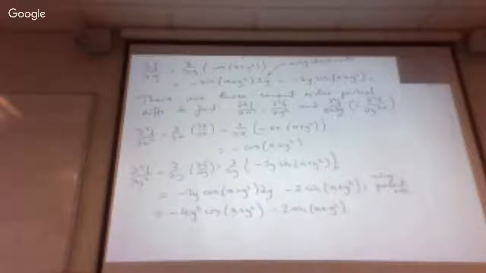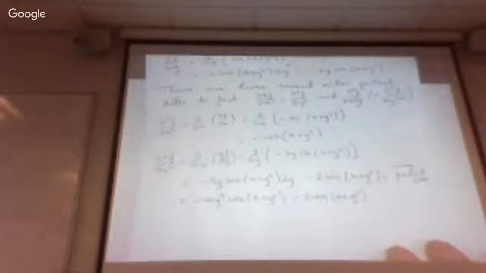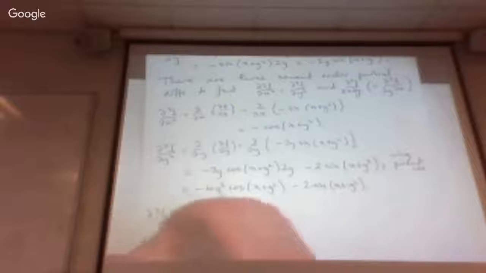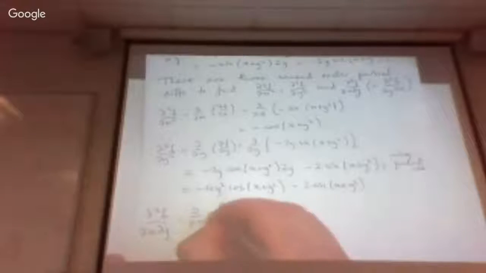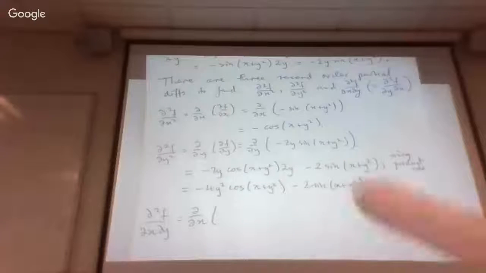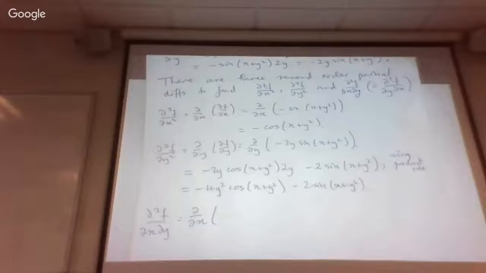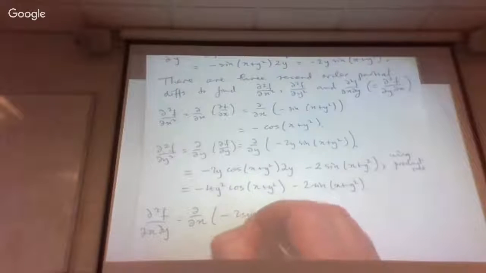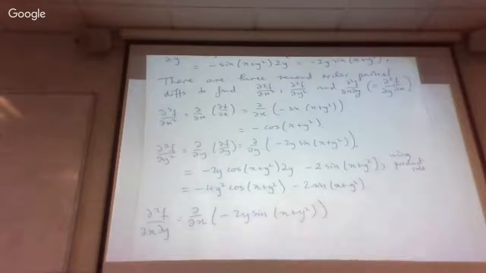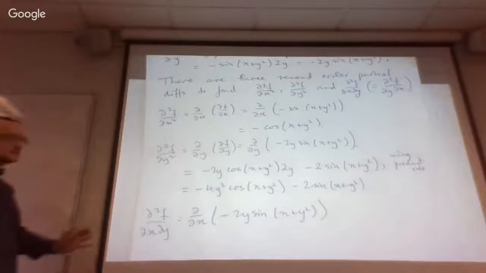So we've still got the third second order partial derivative to work out, d2f dx dy, say. This is d/dx of df/dy. So we've got df/dy upstairs somewhere, minus 2y sine of x plus y squared. To differentiate that with respect to x, of course, you don't need the product rule here.